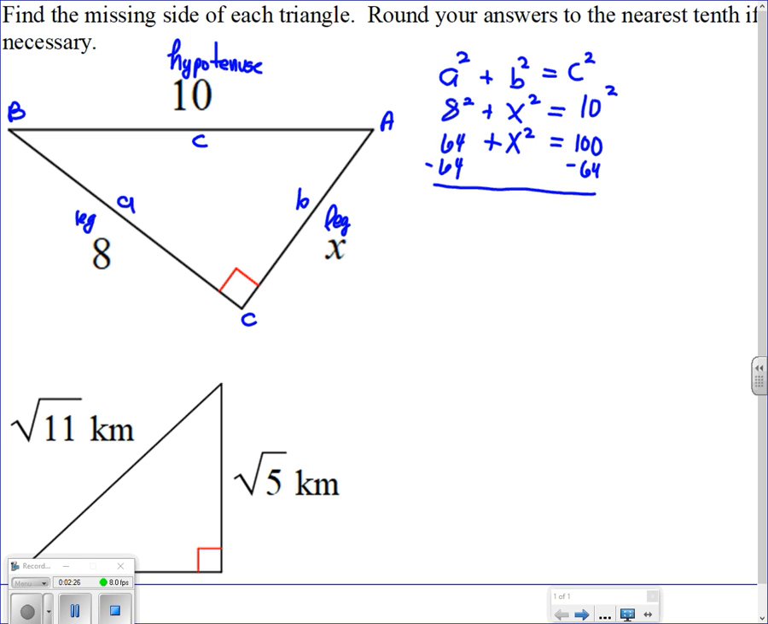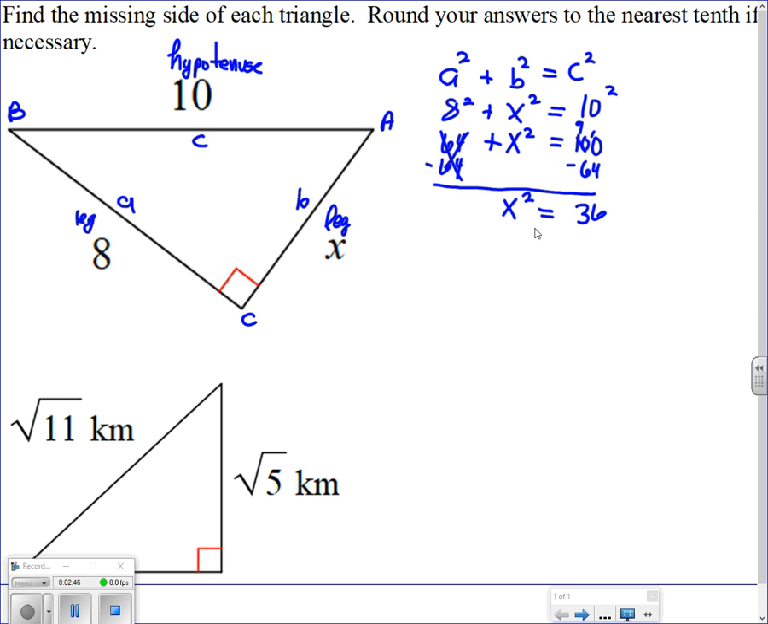Now, these are opposites, they're going to cancel. So you have x squared is equal to 100 minus 64. 0 minus 4, you can't do that, so borrow. That'll be a 9, make this a 10. 10 minus 4 will be 6, and 9 minus 6 will be 3.